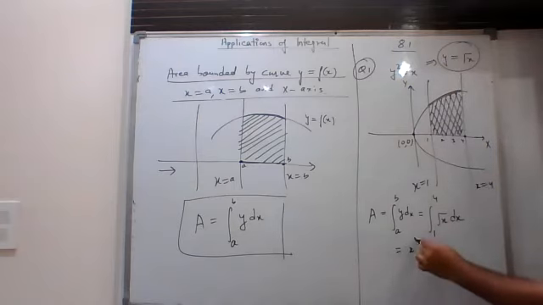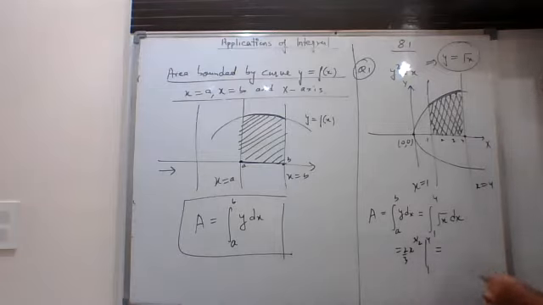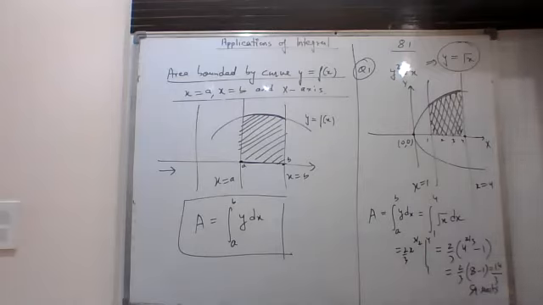Now just integrate. You know how to integrate. Substitute the limits: upper limit minus lower limit. So it is 2 by 3 times (4 to the power 3 by 2 minus 1), and this will become 8 minus 1. So ultimately it will be 14 upon 3 square units. So 14 upon 3 square units will be the final answer.